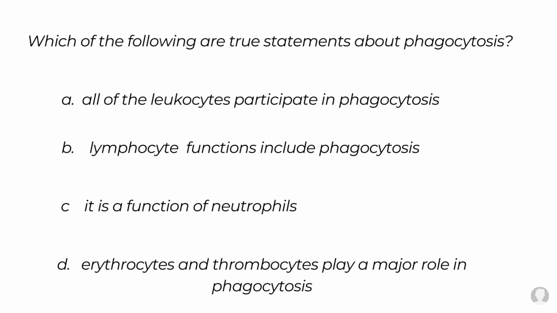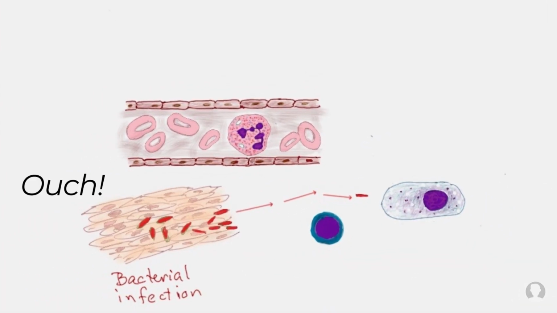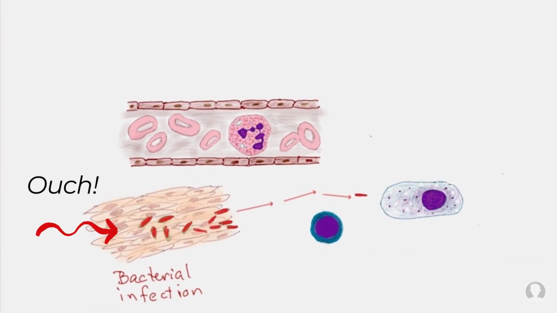Which of the following are true statements about phagocytosis? Not all leukocytes participate in phagocytosis, such as the lymphs and basophils, certainly not red blood cells and platelets. Let's see how neutrophils perform this vital function. Ouch! Neutrophils are not lone soldiers in the fight against infections. Let's see how the neutrophils work with other leukocytes, like a coordinated immune defense.